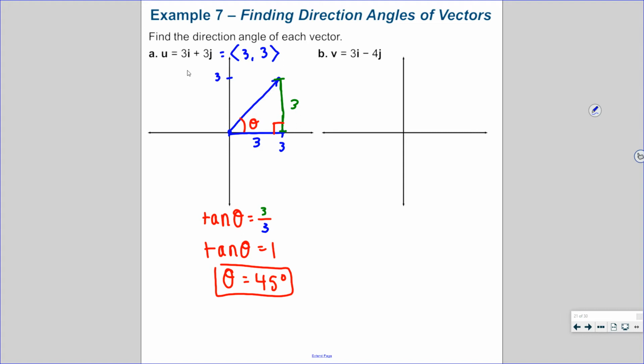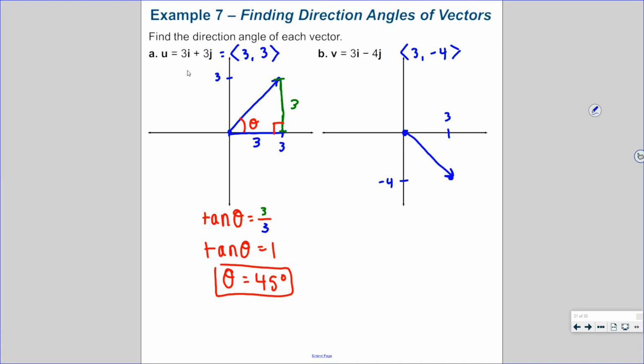All right. This time, vector B we have here, if I were to write this in component form, horizontal component of 3, vertical component of -4. What quadrant? 4. Good. So go ahead and sketch in your vector.